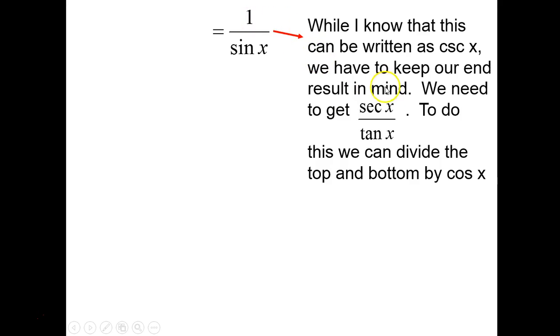How do I turn a 1 into a secant? Well, I divide it by a cosine. But I can't just go dividing the numerator of a fraction by a cosine unless I also do it to the bottom. So I'm going to take this denominator and also divide it by a cosine. So what happens? Well, 1 divided by a cosine is secant, which I wanted, and sine divided by cosine is tangent, which I also wanted. So I get 1 over cosine divided by sine over cosine, secant over tangent, which is what we're trying to prove.